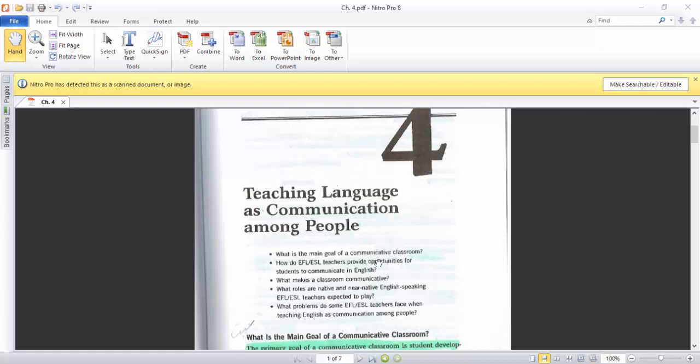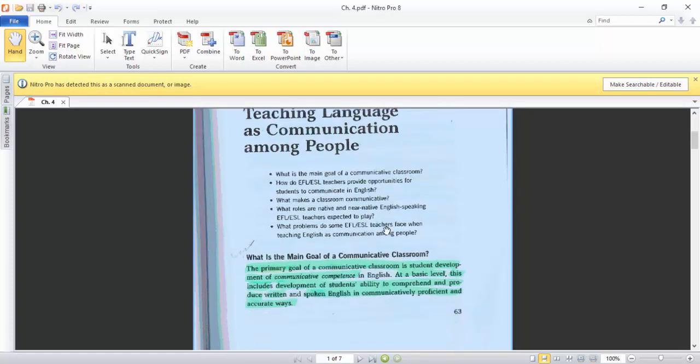As usual, we have different questions about chapter number 4 related to the same topic. In the previous section, number 3, we talked about the differences between EFL and ESL settings. This chapter talks about how to make our students and our classroom communicative using communicative competence. So the first question is, what is the main goal of a communicative classroom?